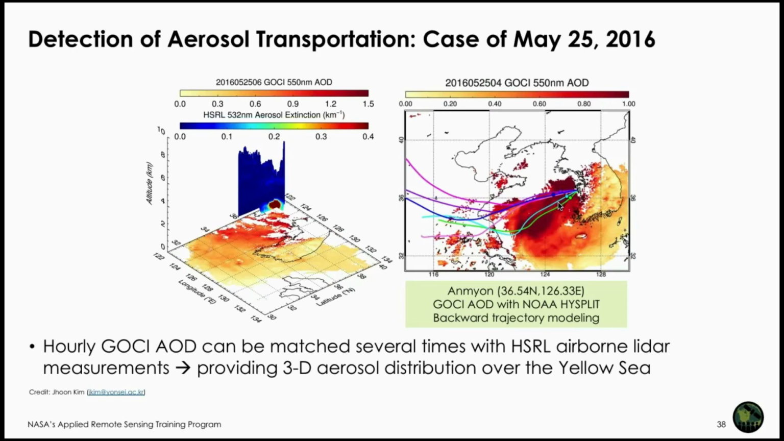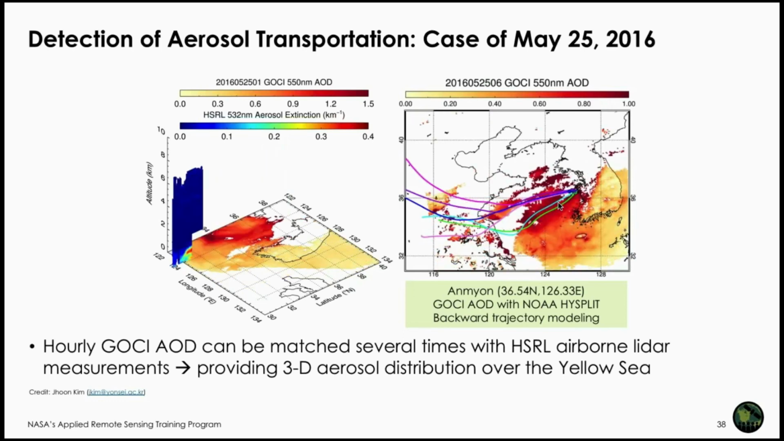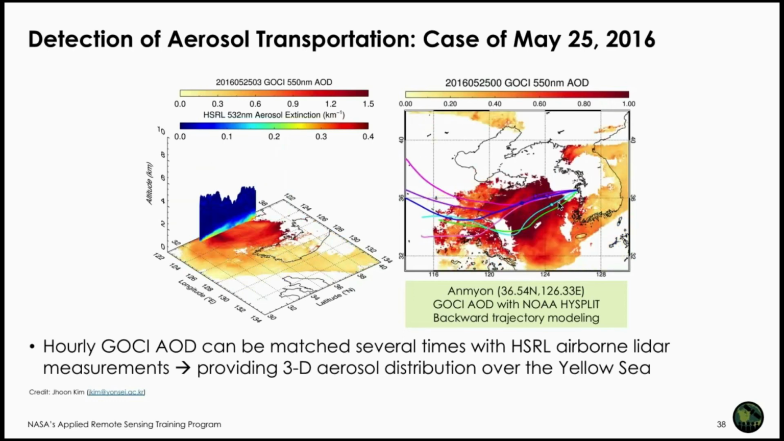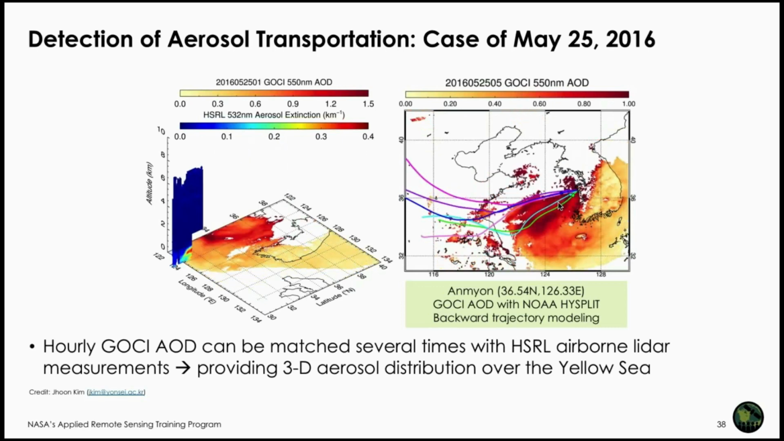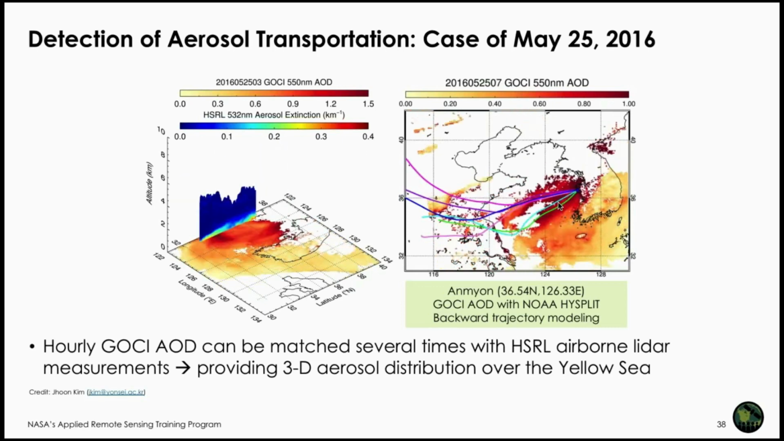So combining geostationary satellite data is very useful to understand the real status of the atmosphere during a day.